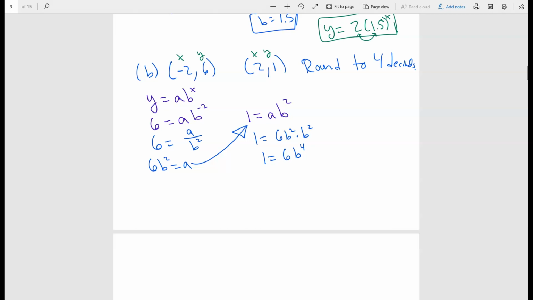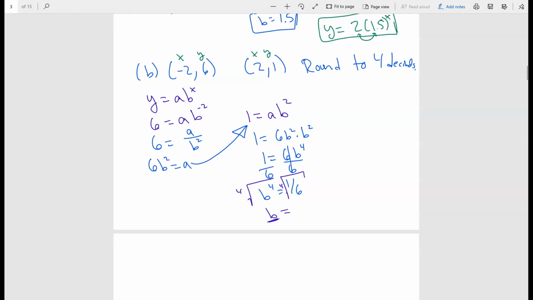Alrighty. And now you're going to solve for this b. So I'm going to divide by 6. So you get b to the 4th equals 1/6. You're going to go ahead and take the 4th root of this. Now notice that when you have the 4th root, we typically add a plus or minus, but b can only be positive, so you're only going to take the positive of it. So you're going to take the 4th root of 1/6.